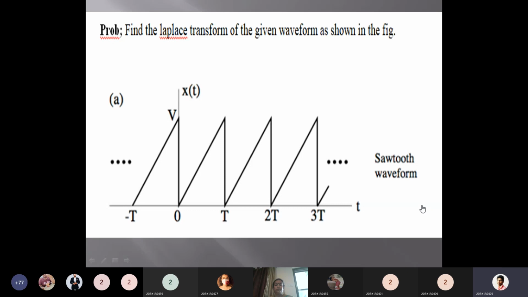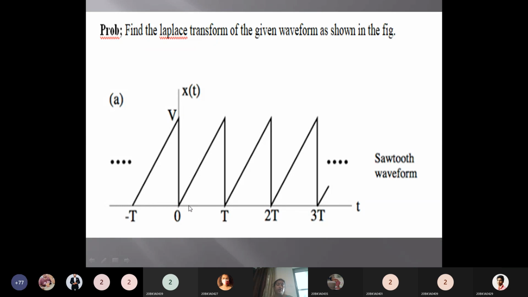Ma'am, sorry ma'am, I just ran out to drink some water. Okay, now tell me, at this peak of the sawtooth waveform, what's the coordinate? Here it is 0, 0 at the origin. P comma B, ma'am. Yeah. So that is T on the x-axis and V on the y-axis. So the coordinate at this peak is T comma V, and here 0, 0.